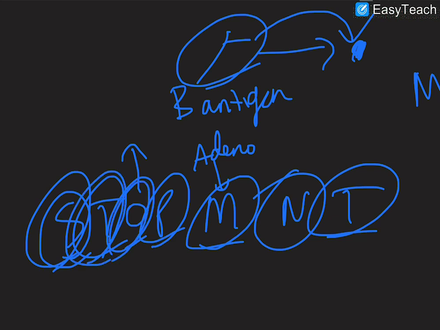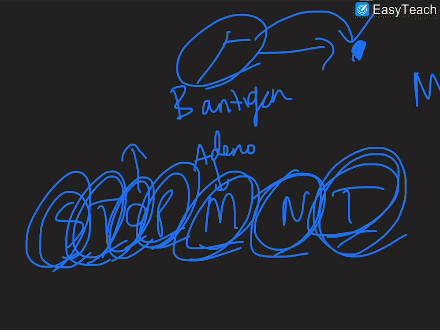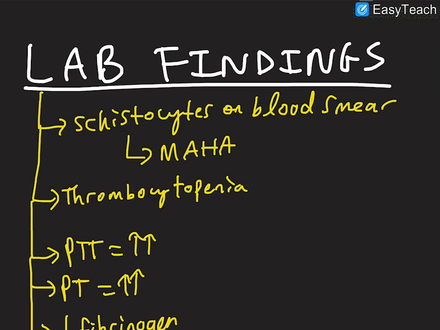Sepsis, trauma, obstetric, which includes placental abruption, remember that, and retained dead fetus syndrome, and amniotic fluid leaking into the mother's circulation. Then pancreatitis, and we have malignancy, which includes APL and adenocarcinoma, nephrotic syndrome, and transfusion reactions, okay? So those are the main causes that we should remember. All right, so let's go and talk about the main thing, which is lab findings.